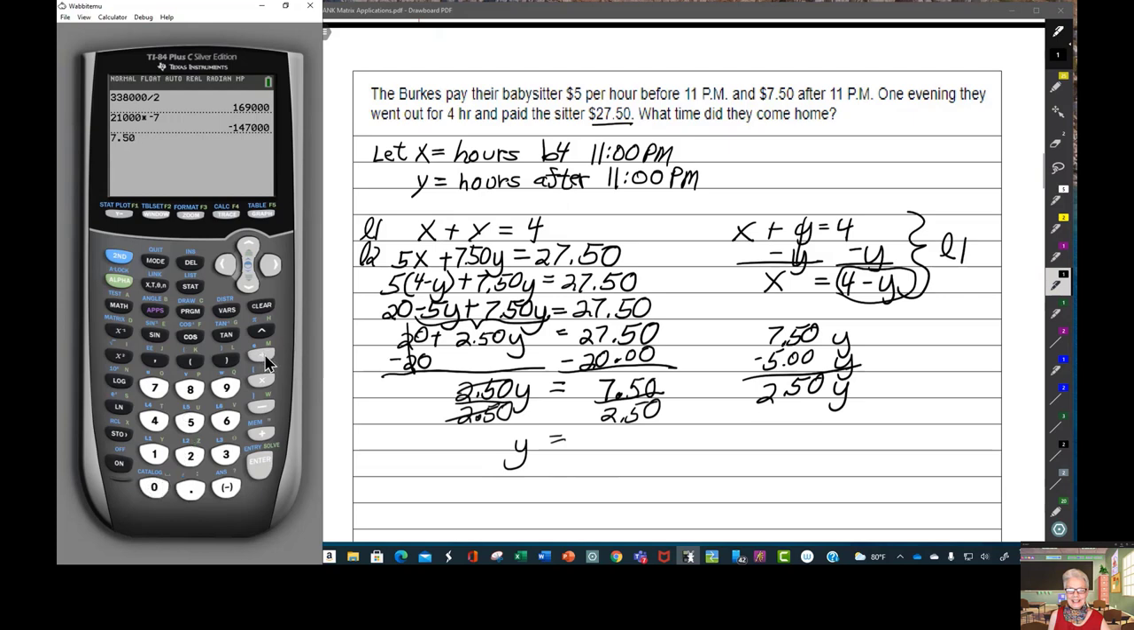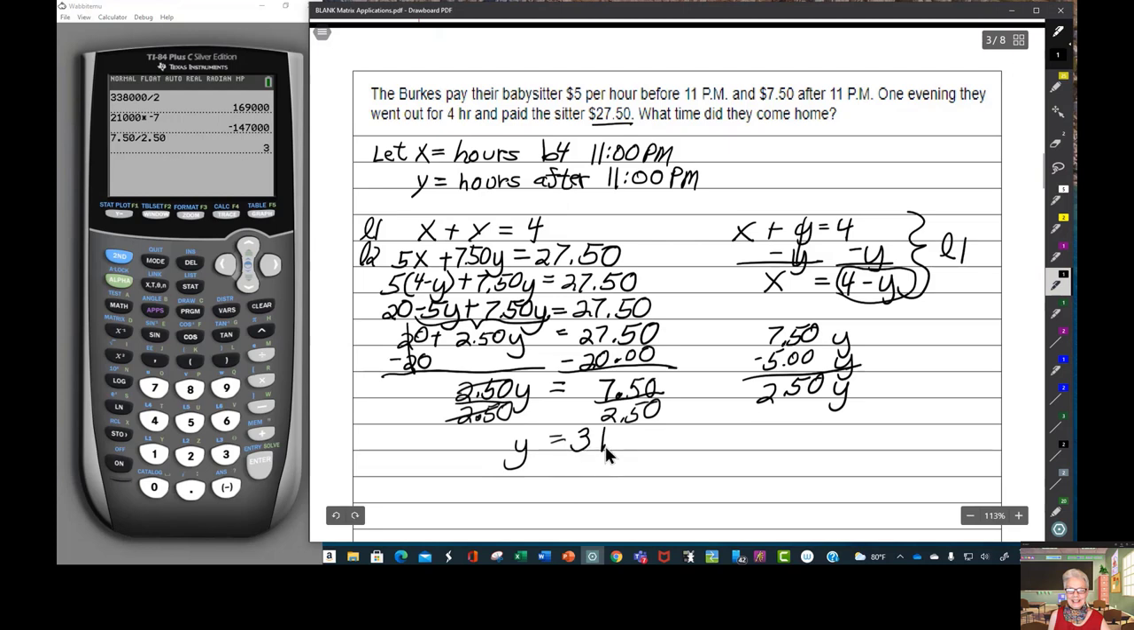7.50 divided by 2.50 is 3 hours. Three hours after 11 p.m.